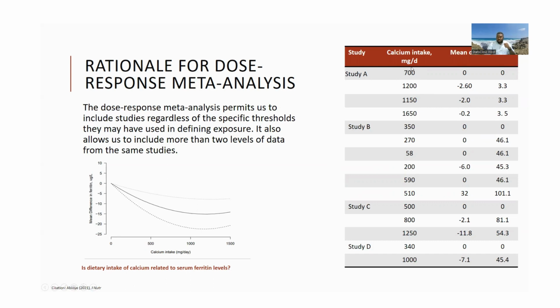We'll include this 700 and this 1650. That's highest versus lowest. In study B, we will include 58 and we will include 590 because that's the highest, right? In study C, we would include 500 and we would include 1250. You can immediately see that we're including numbers across the entire spectrum, going from 58 to 590. And imagine thinking that 58 here and 700 here mean the same thing because we're saying lowest, right? But that's not very reasonable when you really think about it.